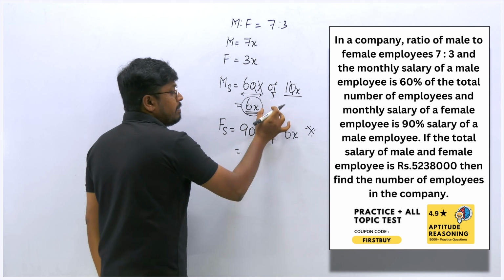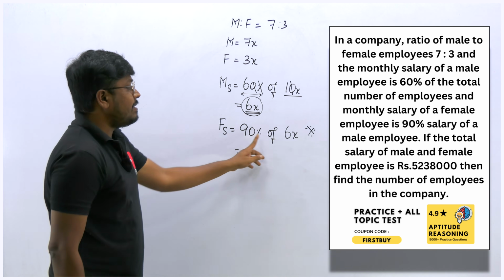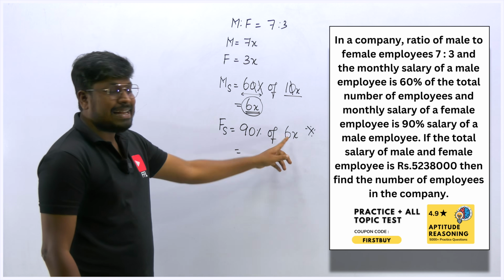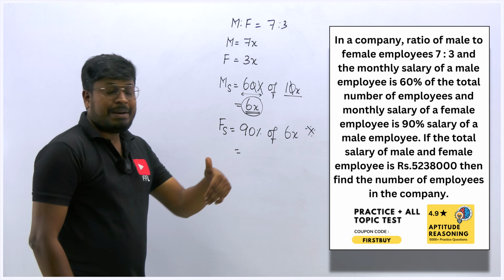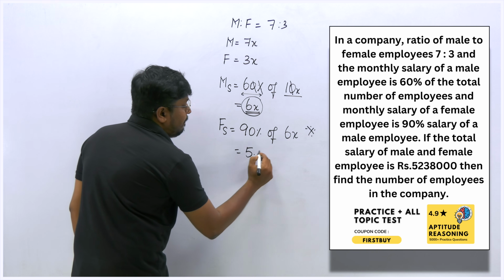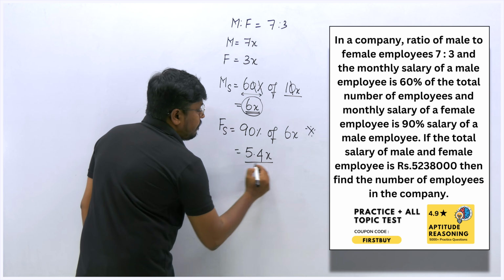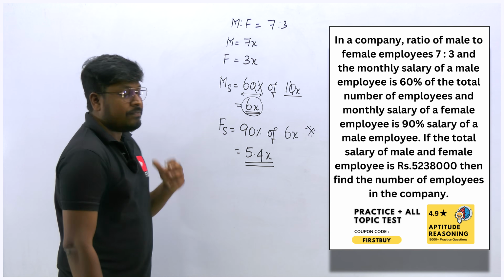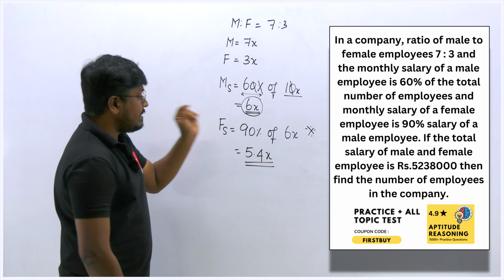What we calculated in the previous step, right? So 90% of 6x. 9 times 6 is 54. So 54 by 10 is 5.4. So 5.4x will be the salary of the female, and the male salary is 6x.